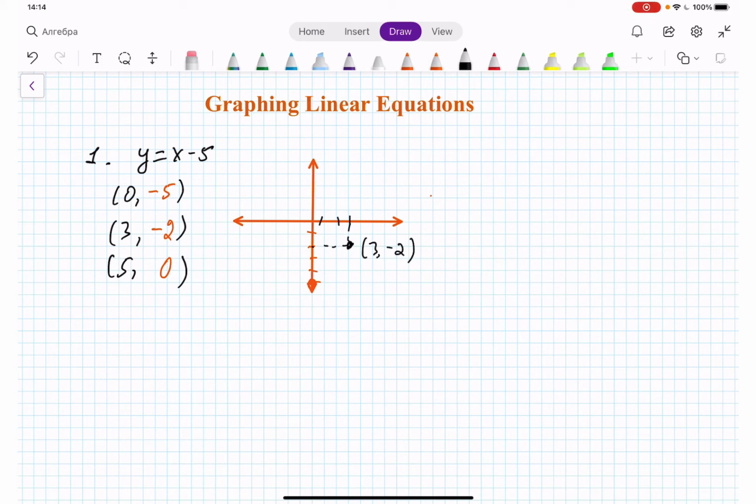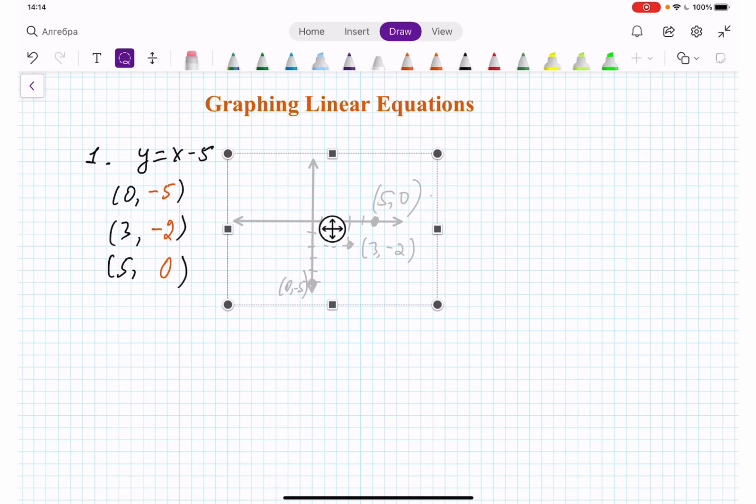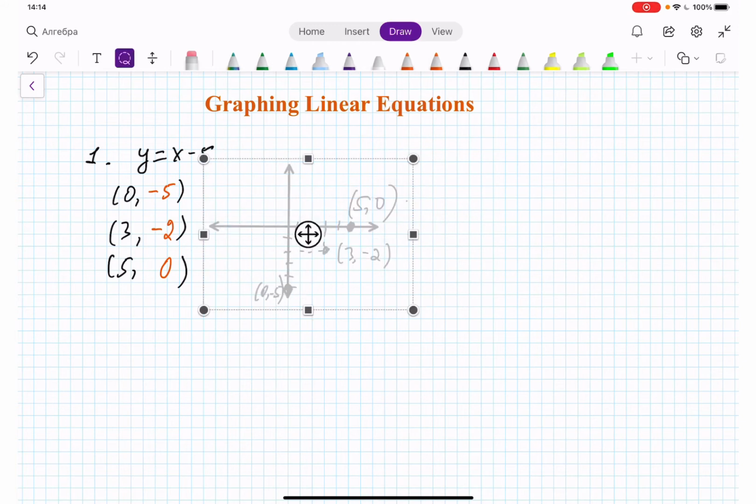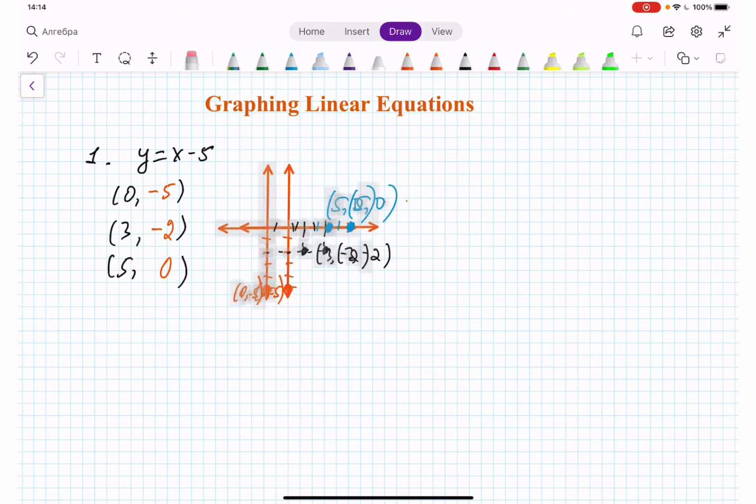Okay. And 5 and 0. Let me take this color. 3, 4, 5. And because y is 0, it's going to be here. 5 and 0. And this one was 0 and negative 5. All right? So let me bring it closer.